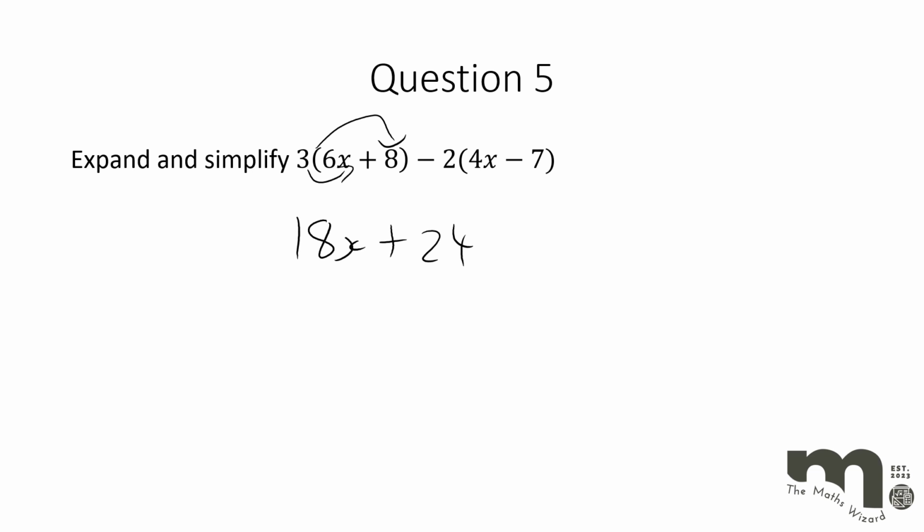Then be careful again with the negative here. So you've got negative 2 times 4x, so that'll give you minus 8x. Negative 2 times negative 7, which is 14. So we're up to probably about 2 marks worth on this one now. So let's try and get that final mark. We've done the expanding, so now it's time for the simplifying.